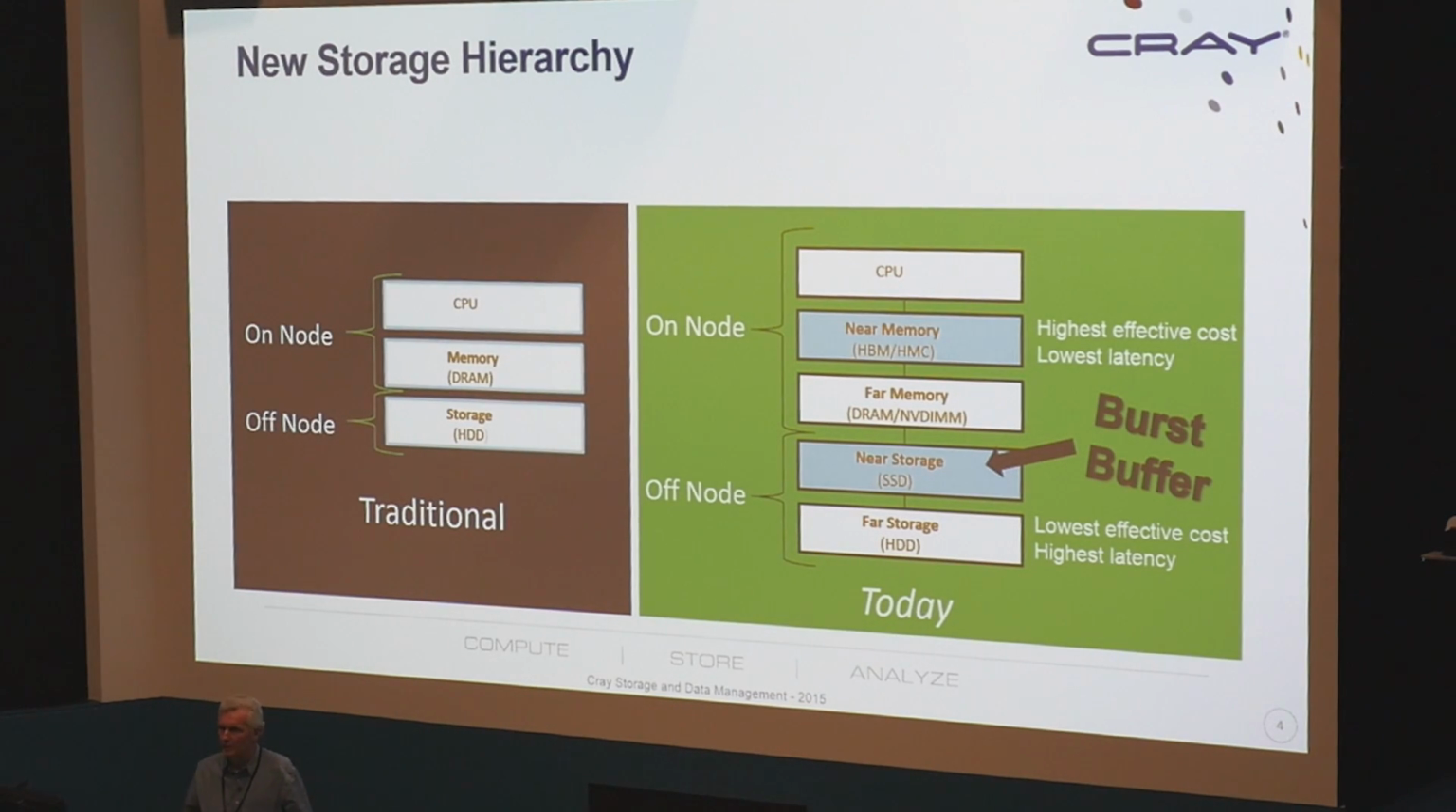In doing a hybrid solution, you go from a traditional situation where you have your CPU, memory, storage, to CPU, possibly near memory, far memory, which is still on the same node, to a situation where you have near storage, which is SSD based, and then eventually your spinning disk. And of course, the initial implementation for this near storage actually came from the labs for something called a burst buffer.